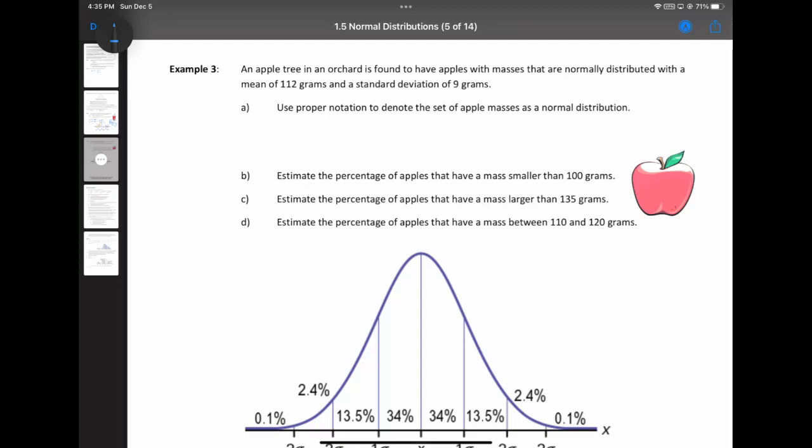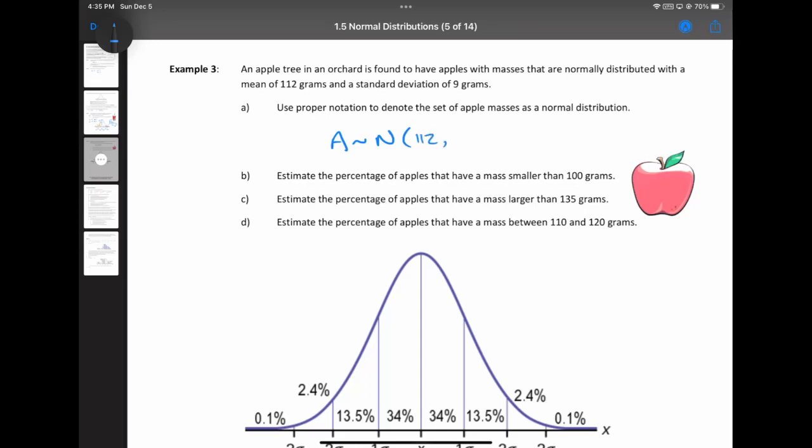So let's put that into our notation that we learned. And again, our notation always starts off with X squiggle, but X is arbitrary. So for this case, what is normally distributed is the weight of apples. So we should use a variable that's a little bit more descriptive. We could use W for weight. I'm going to choose A for apples. The apple weights are normally distributed. And then I know that the mean is 112.